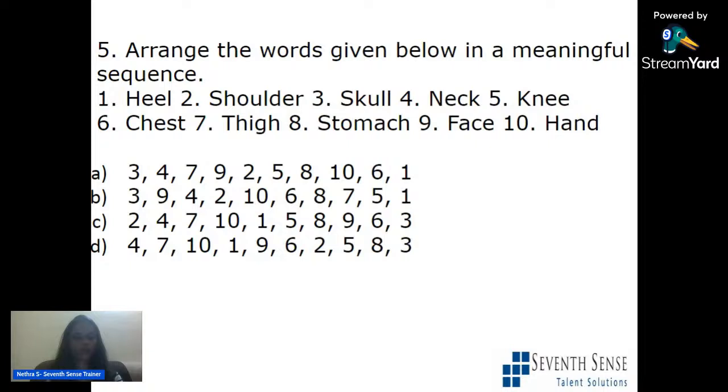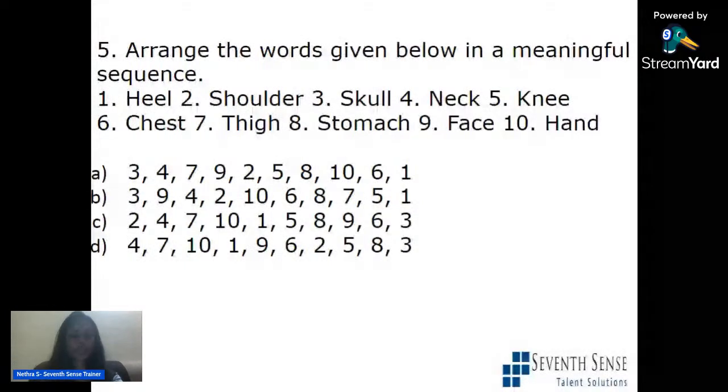So here one answer came as A. We'll check with that. Option A is 3492581061. So the option says that first skull will come, followed by neck, followed by face, followed by shoulder, followed by knee and stomach, hand, chest and heel. So it is not possible, right? So we'll go with option C then. 2, 4, 7, 10, 1, 5, 8, 9, 6, 3. Shoulder, neck, thigh, hand, heel, knee, stomach, face, skull. It is also not a proper answer.